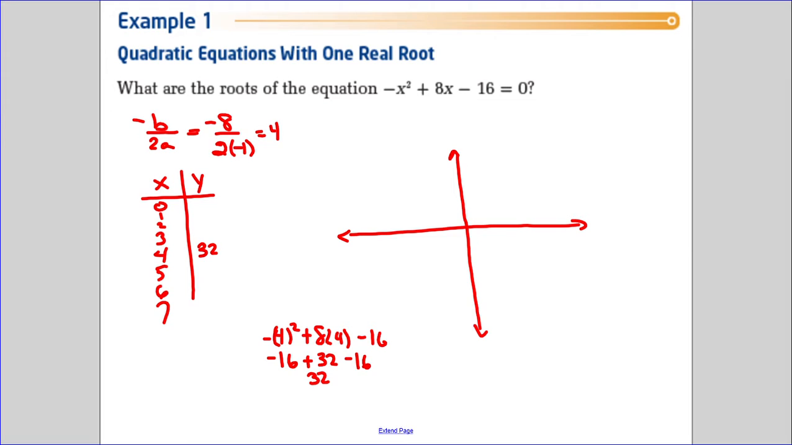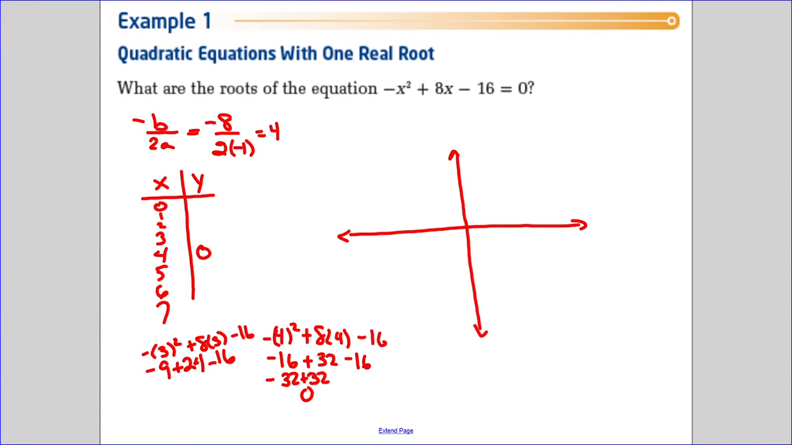So after that, I'm going to try out 3, and I'm going to plug that in just to see what I get. So negative 3 squared plus 8 times 3 minus 16. That's negative 9 plus 24 minus 16. Oh, I see what I did wrong here in the first one. I was trying to figure out something's off there. So it's not 32. It's negative 16 minus 16 is negative 32 plus 32. It actually gives me 0 there. There we go. That makes a lot more sense.